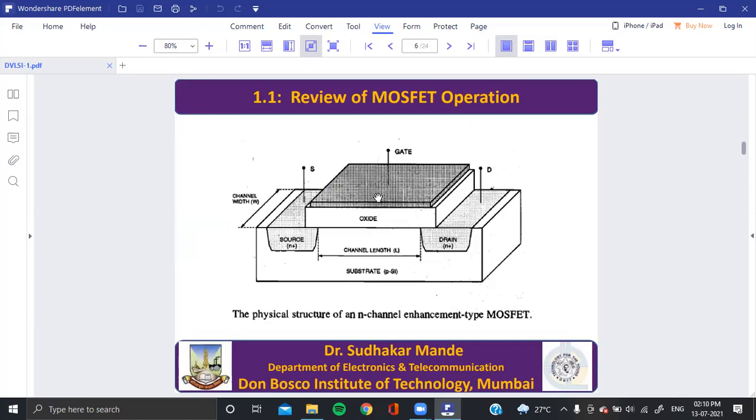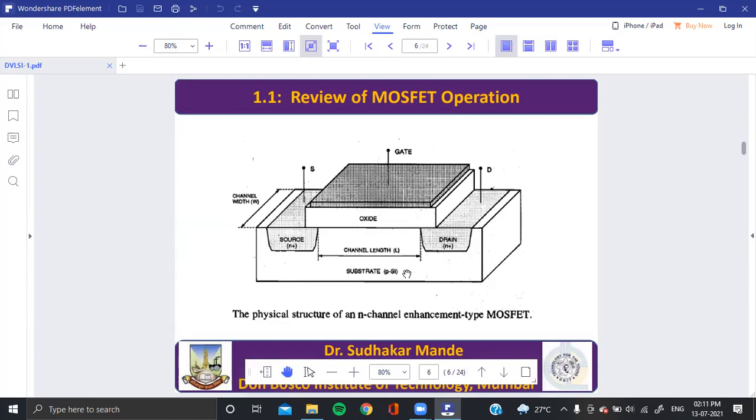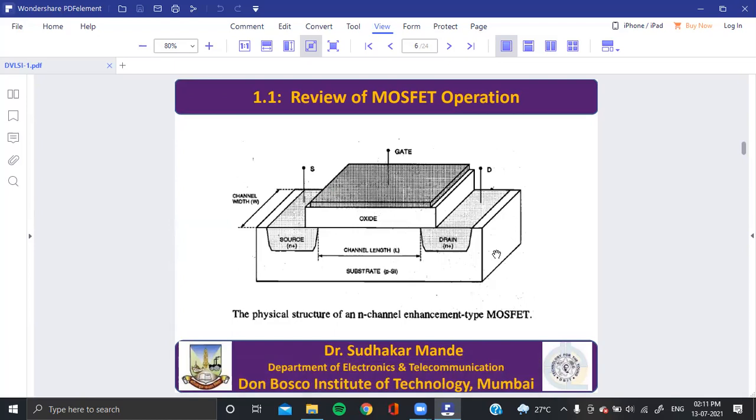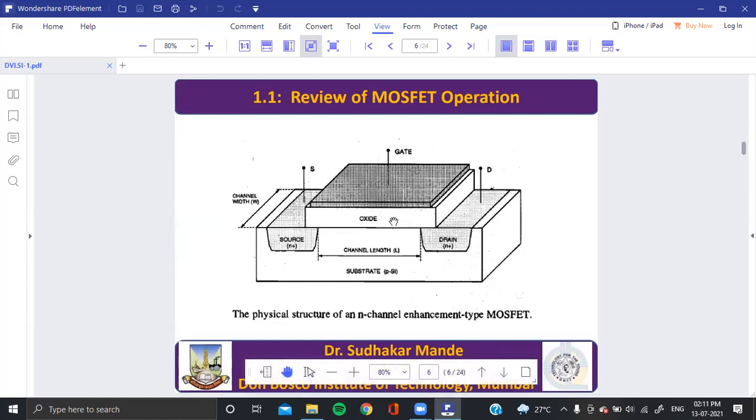And then this is the physical structure, whatever I have shown. So this is source, which is made up of N plus region. This is drain, which is made of N plus region. And this is the substrate, whatever you see. P type. This substrate is of P type. If you want P MOSFET, then substrate is of N type, and source and drain are P. This is oxide, what you see here, and this is gate terminal. So again, this is three-dimensional view of MOSFET.